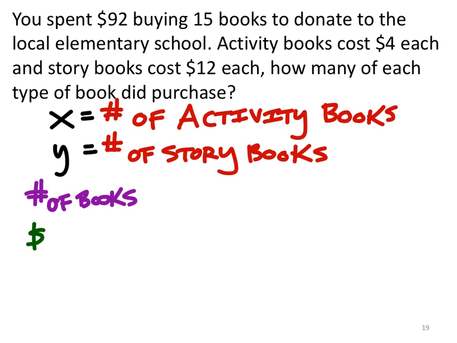The equation on the books, well, the two types of books we have are activity books, and we got story books. If we combine those two together, then like it said up here, you would have had 15 books.